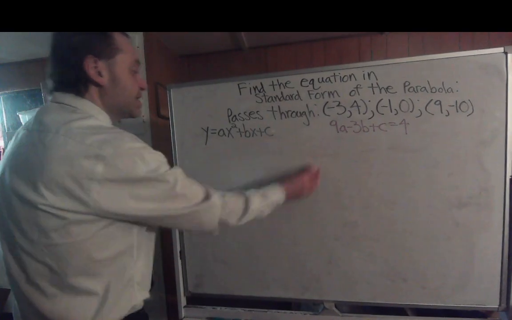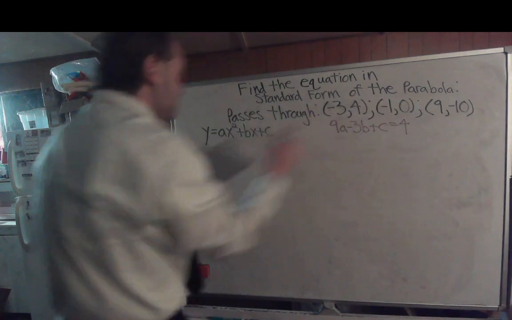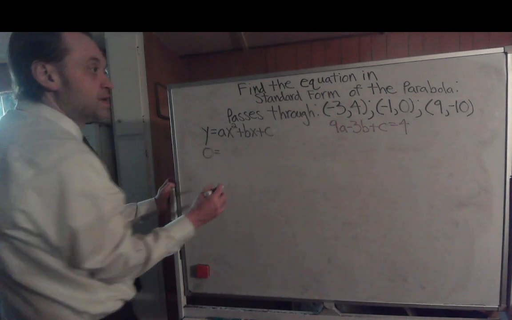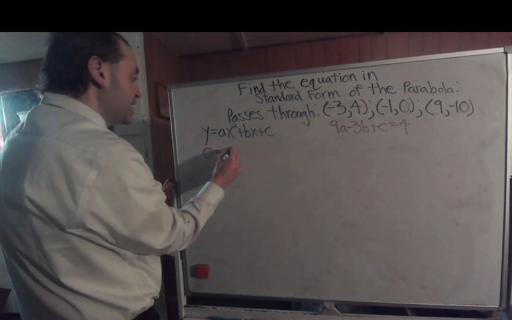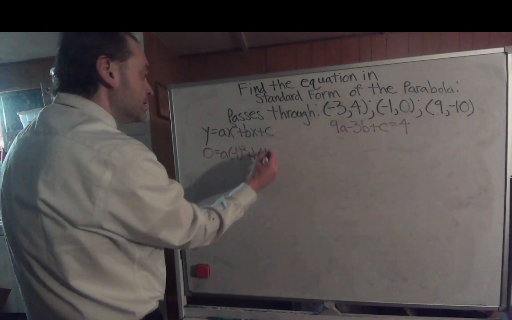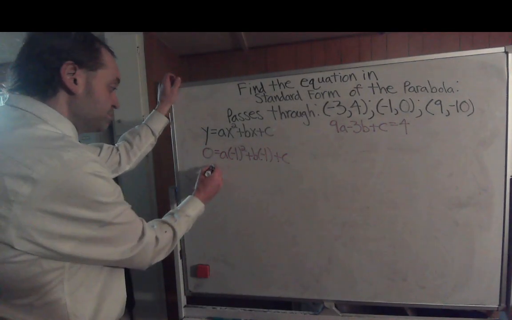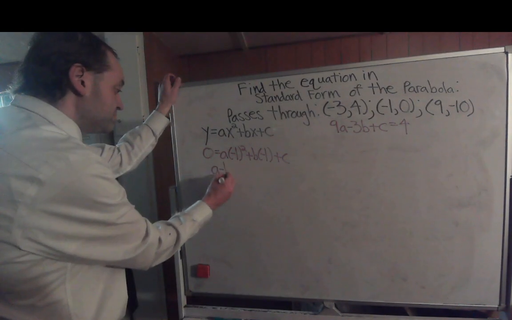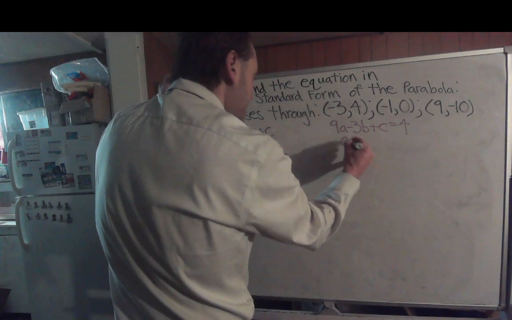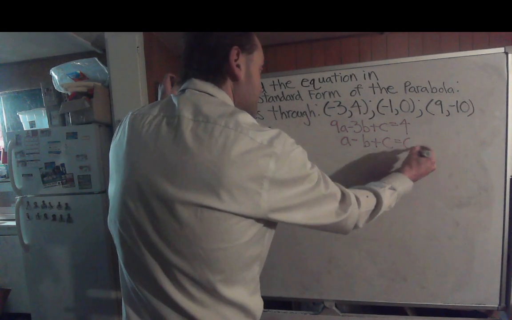Now let's do your second one. That's going to be with the point negative 1, 0. So that 0 goes in for y, so you'll end up getting 0 equals a times your x of negative 1 to the second power plus b times negative 1 plus c. So this means a minus b plus c is equal to 0. So put that in. A minus b plus c is equal to 0.